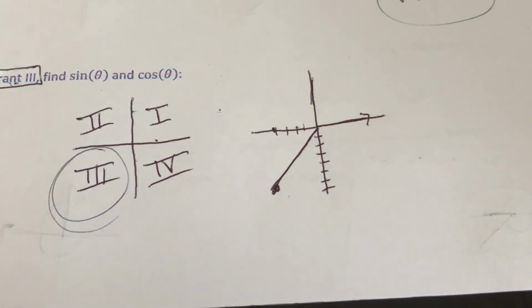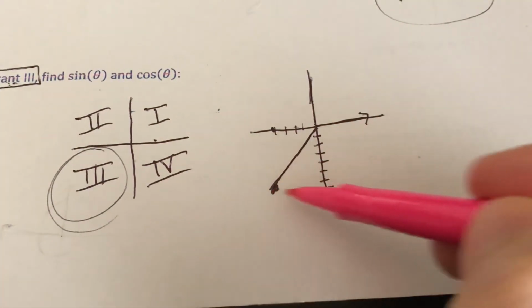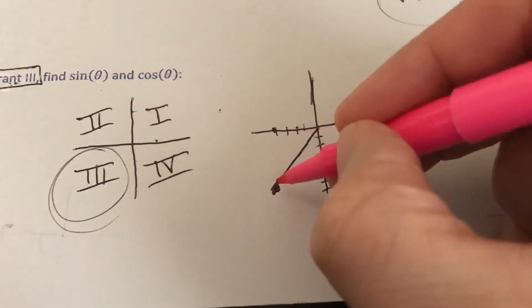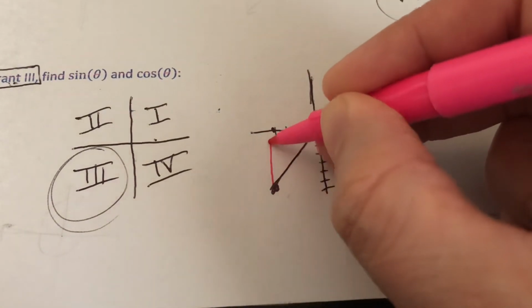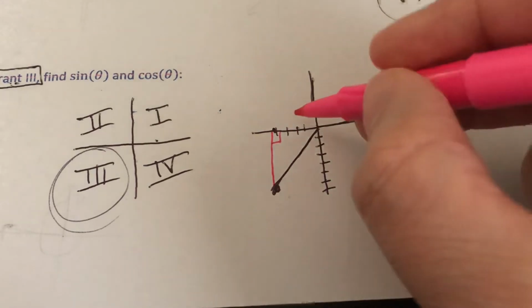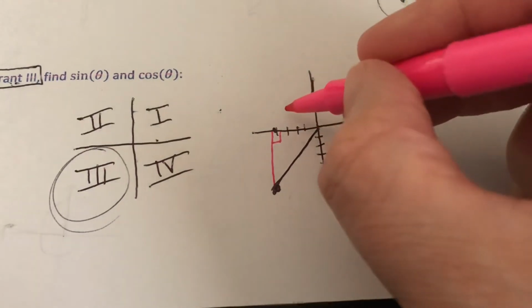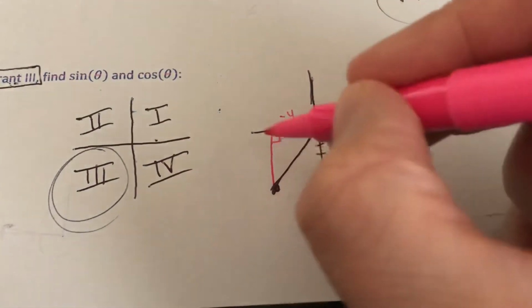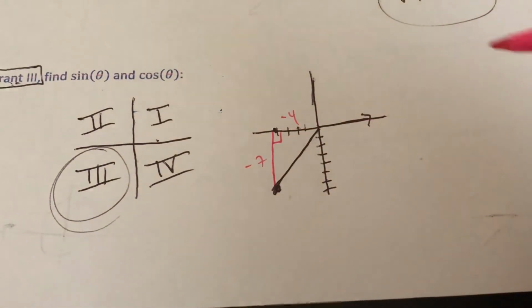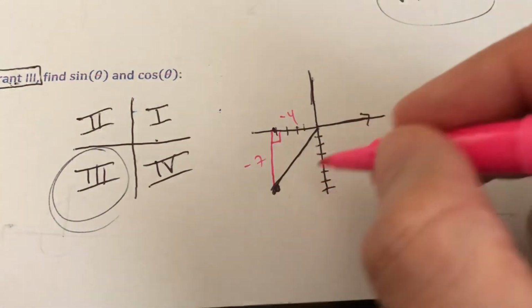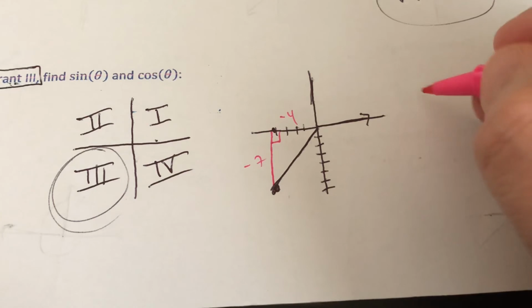There's 2 ways to draw your triangle. You can draw it to the y-axis or the x-axis. We always put our right angle on that x-axis. So there's our right angle. We have our x side length, which we know is -4. We have our y side length, which we know is -7. How do we find the r value? Good old friend Pythagorean Theorem.